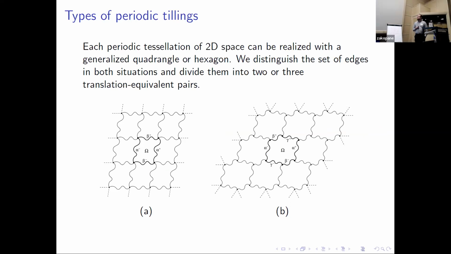So let omega be again a simply connected CW complex that generates our whole tessellation. If you are in two-dimensional space, then we can divide its boundaries into 2 or 3 pairs of translationally equivalent fragments. For example, alpha plus, alpha minus, beta plus, beta minus. So in other words, every periodic tessellation of two-dimensional space can be realized with a generalized quadrangle, case A, or hexagon, case B.